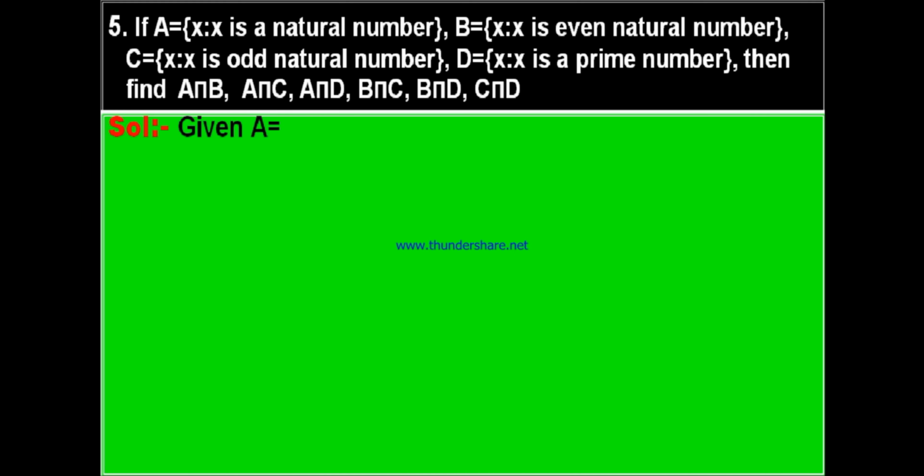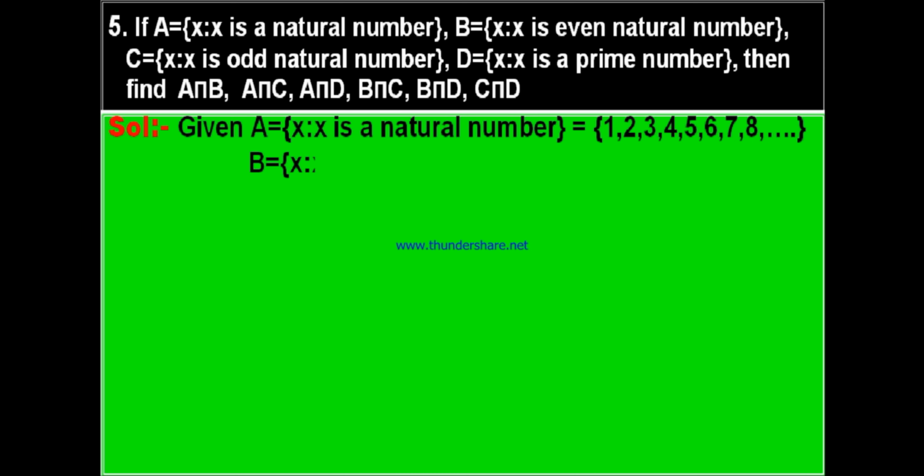Here is the solution. We have given that A is equal to the set of X such that X is a natural number. Now what are the natural numbers? Natural numbers may start from 1. Therefore, this is equal to the set 1, 2, 3, 4, 5, 6, 7, 8 and so on. There is no end. And the second, B is equal to the set of X such that X is an even natural number. Even natural numbers may start from 2.